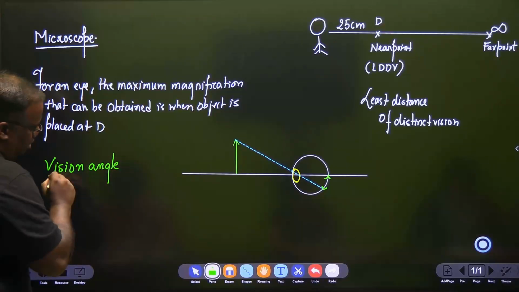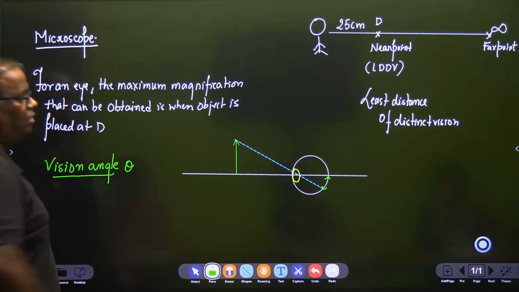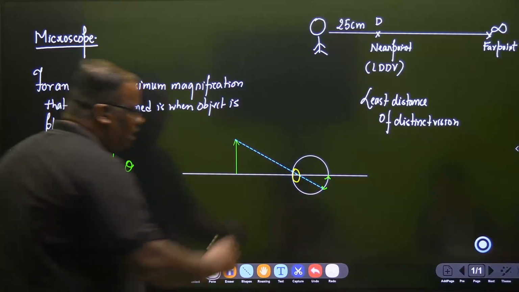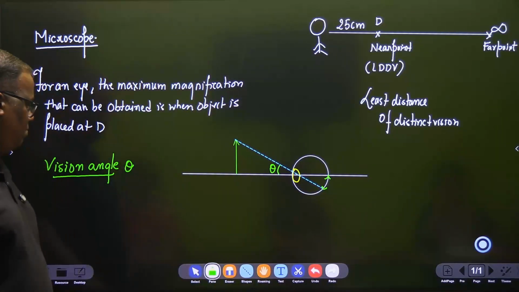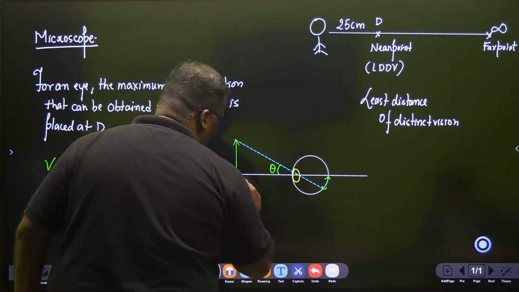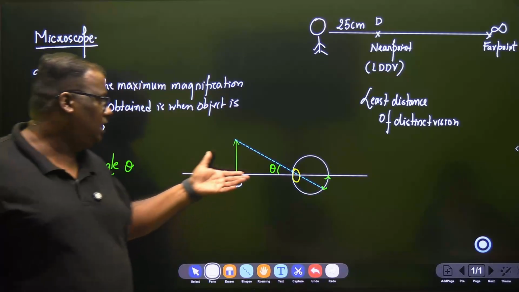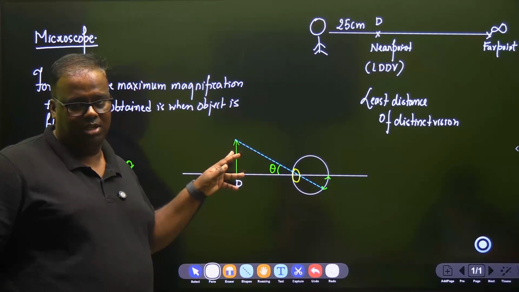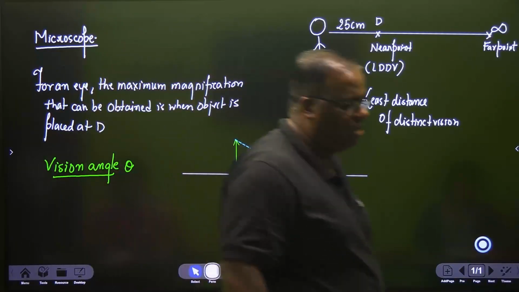The vision angle, say theta, is the angle created by the object with your eye. Let's say this is theta. Have you understood? By our discussion so far, we have said that when the object is at D, that is 25 centimeters, the object size is the maximum that you can see. Now you yourselves try to apply some analogy.